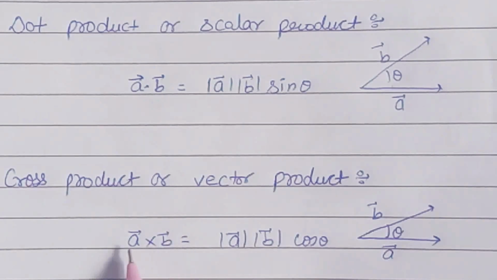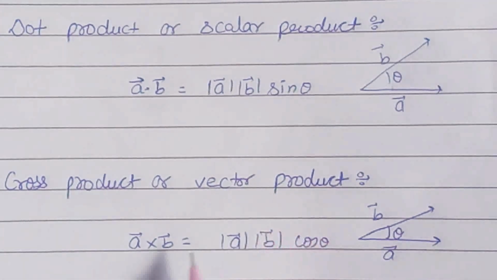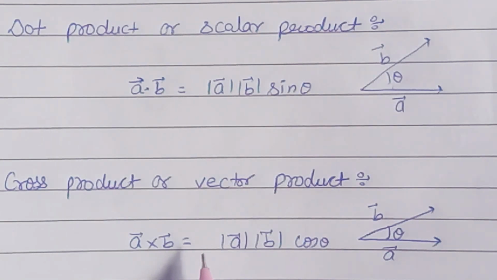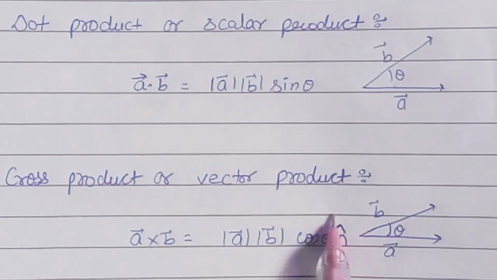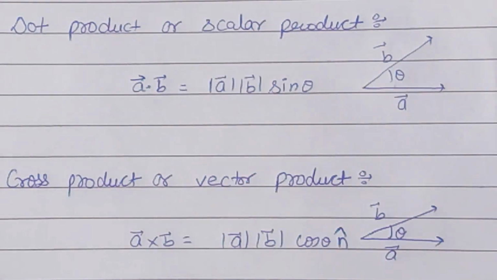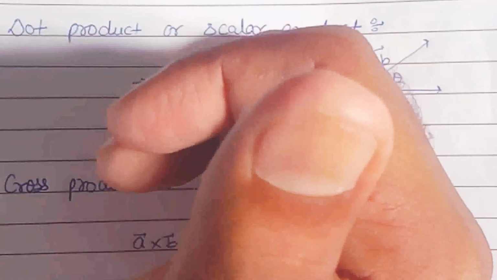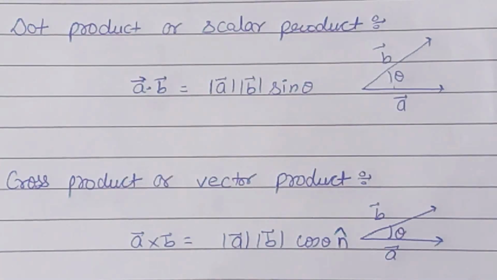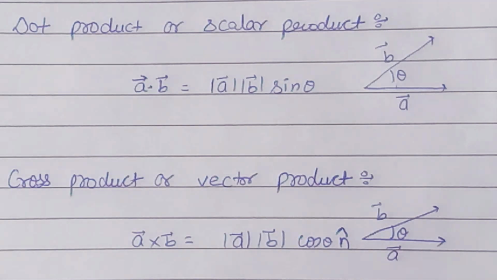Cos theta will be a vector cross b vector upon mod of a vector mod of b vector. As you know, the cross product is a vector, so the resultant will be a vector, and the direction of this resultant vector will be a vector cross b vector. So it is always perpendicular to both the vectors.